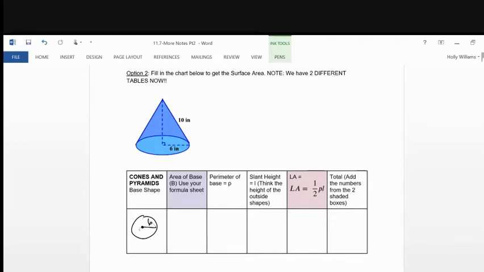Okay. What's the area of our base? So you have to think of the area of a circle. Pi r squared. Okay. So we're going to use pi r squared there. Plug it in. What would the area there be? 36 pi.